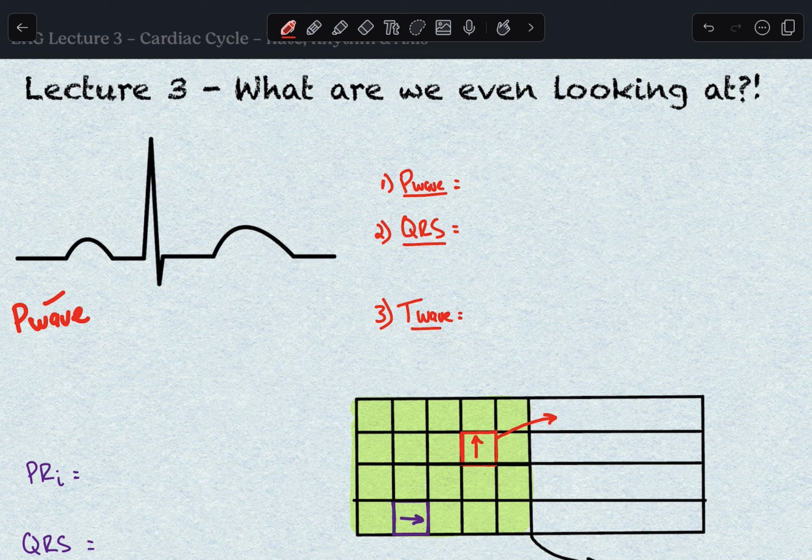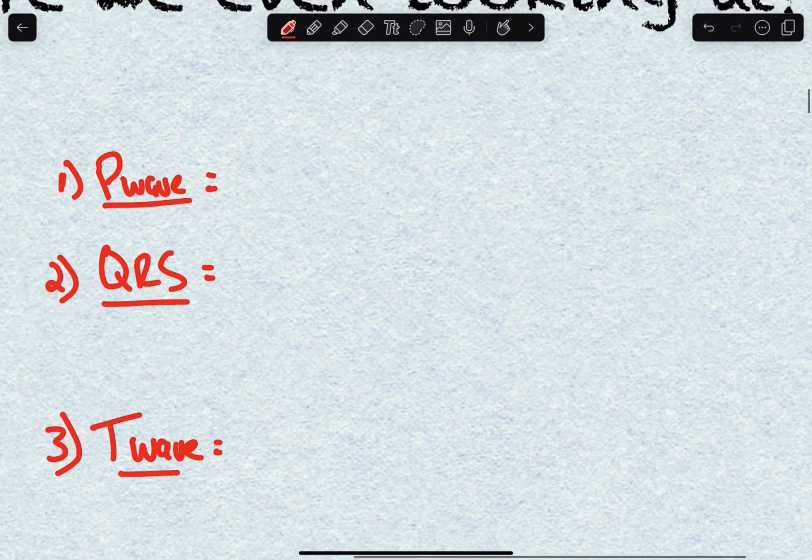Today we're going to talk about rate, rhythm, and axis, but first let's talk about the components of the cardiac cycle. As you can see, I'm labeling the EKG with a P wave, a QRS complex, and the T wave. Each of these waveforms signifies an important part of the myocardial contraction and relaxation.